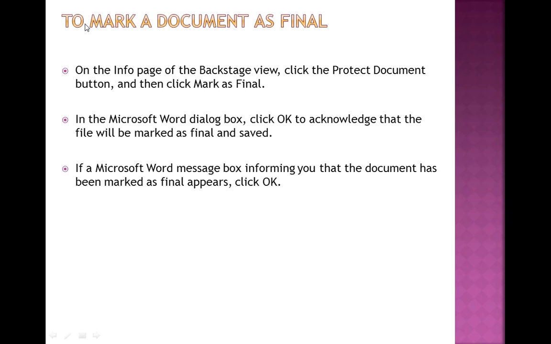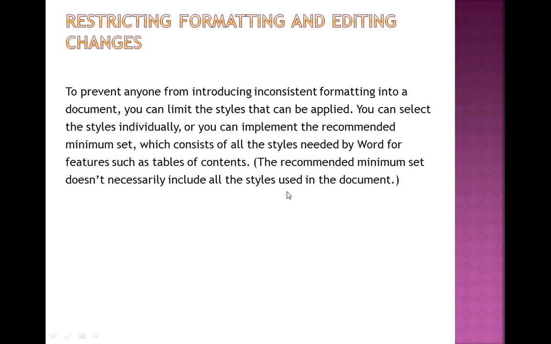To mark a document as final, on the info page of the backstage view, click the protect document button and then click mark as final. In the Microsoft Word dialog box, click OK to acknowledge that the file will be marked as final and saved. If a Microsoft Word message box informing you that the document has been marked as final appears, click on the OK.